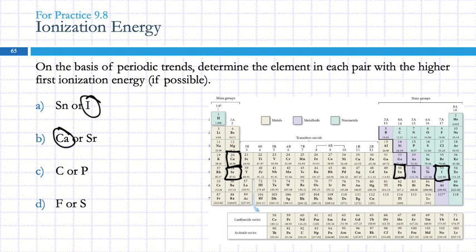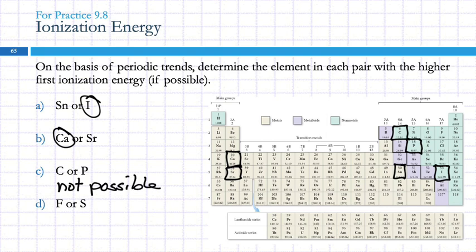Carbon or phosphorus? So here's carbon, and here's phosphorus. Going across, atoms get smaller and have higher ionization energy. Going down, atoms get larger and have smaller ionization energy. Those trends are conflicting, they're opposing. And so again, it says if possible, and so we can answer not possible.